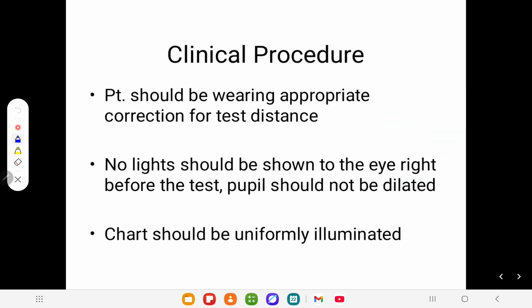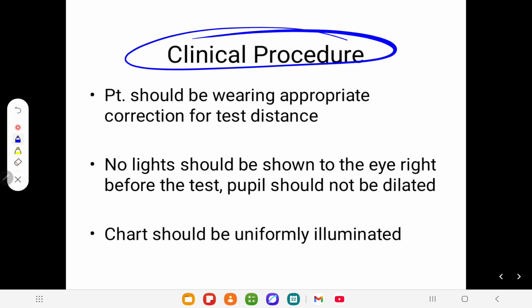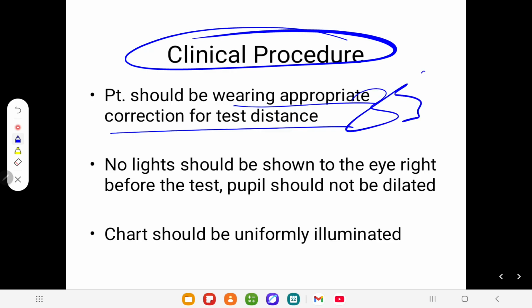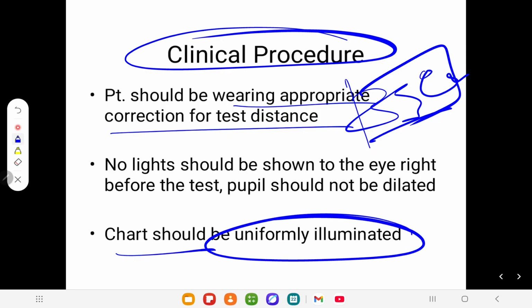Okay, so what is the clinical procedure of the Amsler grid? Patients should be wearing appropriate correction for the test distance. For the test, that means 33 centimeters, isn't it? So for 33 centimeters, patients should wear near correction if they have it. No light should be shone into the patient's eye before the test, because the pupil is constricted. Patients should not be dilated, and no lights should be thrown into the patient, because if we throw light into the patient, what happens? Because of glare, there is difficulty. Charts should be uniformly illuminated, otherwise it will be very difficult to examine patients.